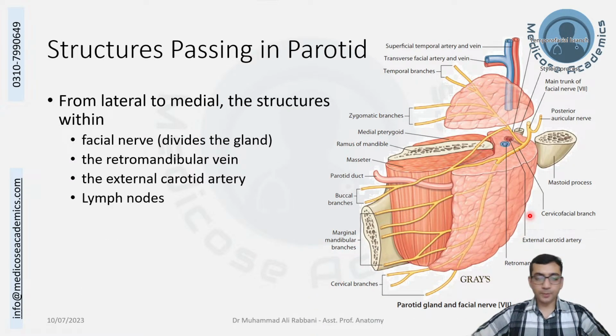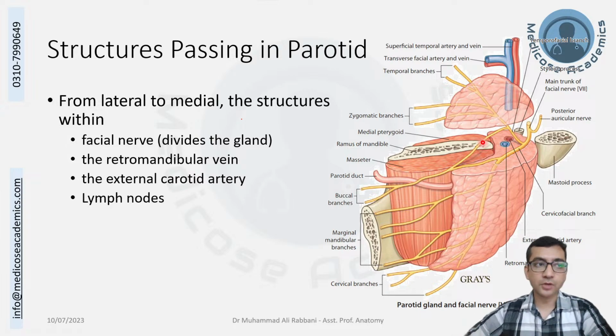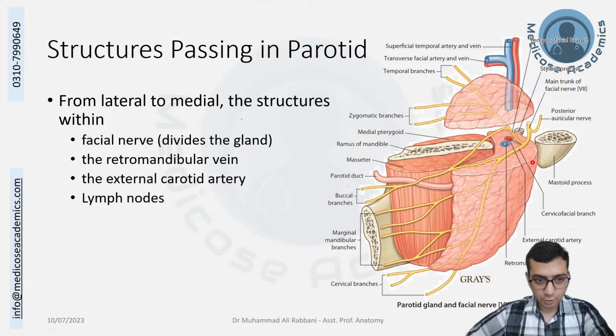Structures passing through the parotid gland include the facial nerve itself and its branches, which form the pes anserinus. We talked about that in part 1 of this lecture. Then there is the vein, the retromandibular vein, which goes down and divides into anterior and posterior divisions. The anterior one will join the facial vein and the posterior one will join the posterior auricular vein to form the external jugular vein.